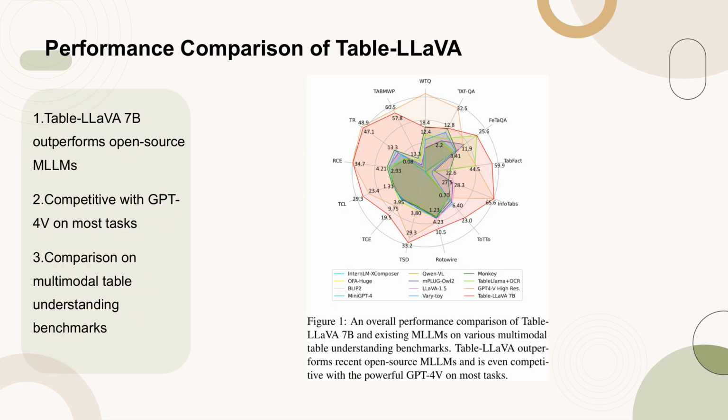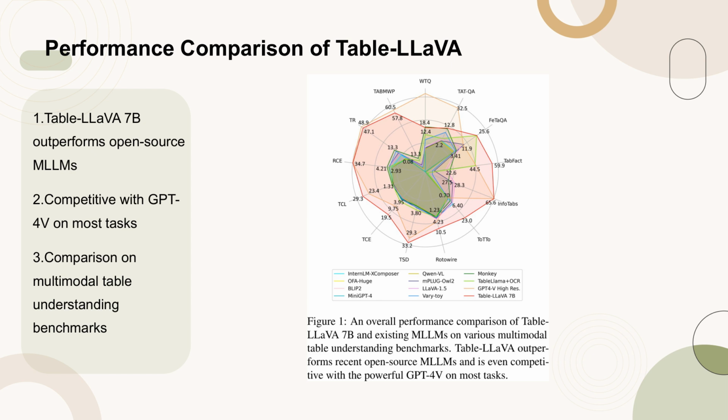Figure 1 presents an overall performance comparison of Table LLaVA 7B against existing multimodal large language models, MLLMs, on various benchmarks for multimodal table understanding. The figure highlights that Table LLaVA 7B significantly outperforms recent open-source MLLMs and demonstrates competitive performance with the powerful GPT-4V across most tasks. This comparison underscores the effectiveness of Table LLaVA 7B in handling multimodal table understanding tasks, showcasing its superiority in this domain.